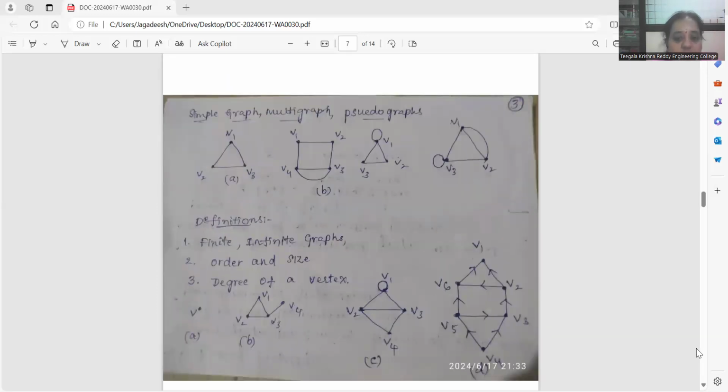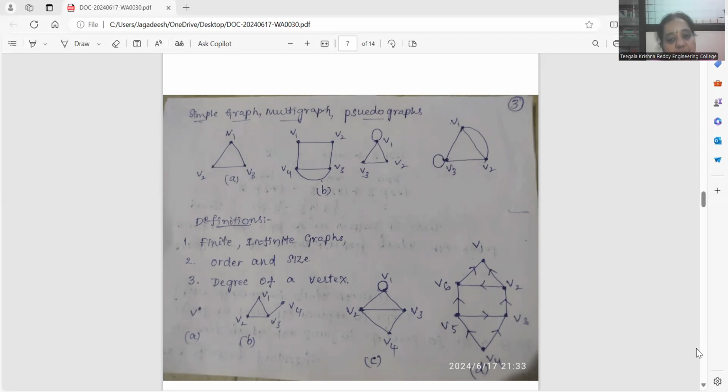Now we have some types of graphs here, which are simple graphs, multigraphs, pseudographs and so on. For the first graph, denoted by A, we have 3 vertices and 3 edges, right? Which is closed. This is an example of a simple graph, meaning no parallel edges happen and no self loops happen.